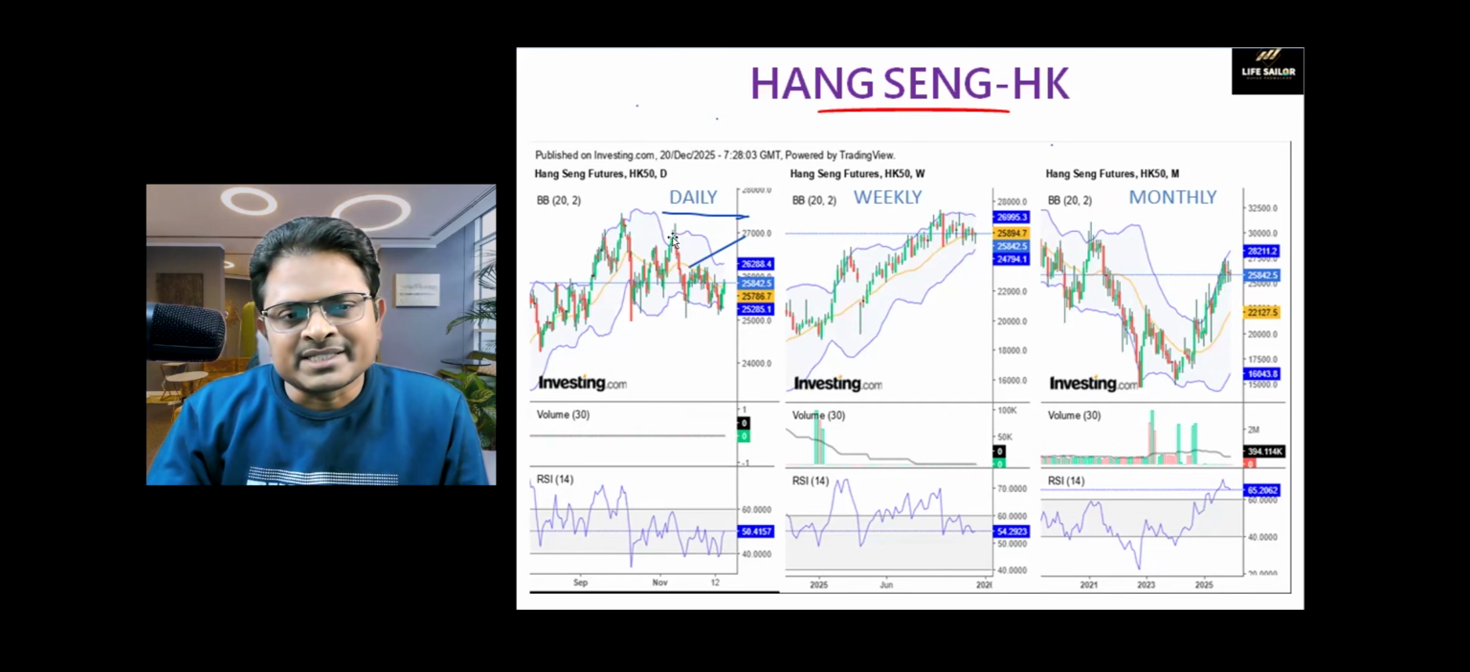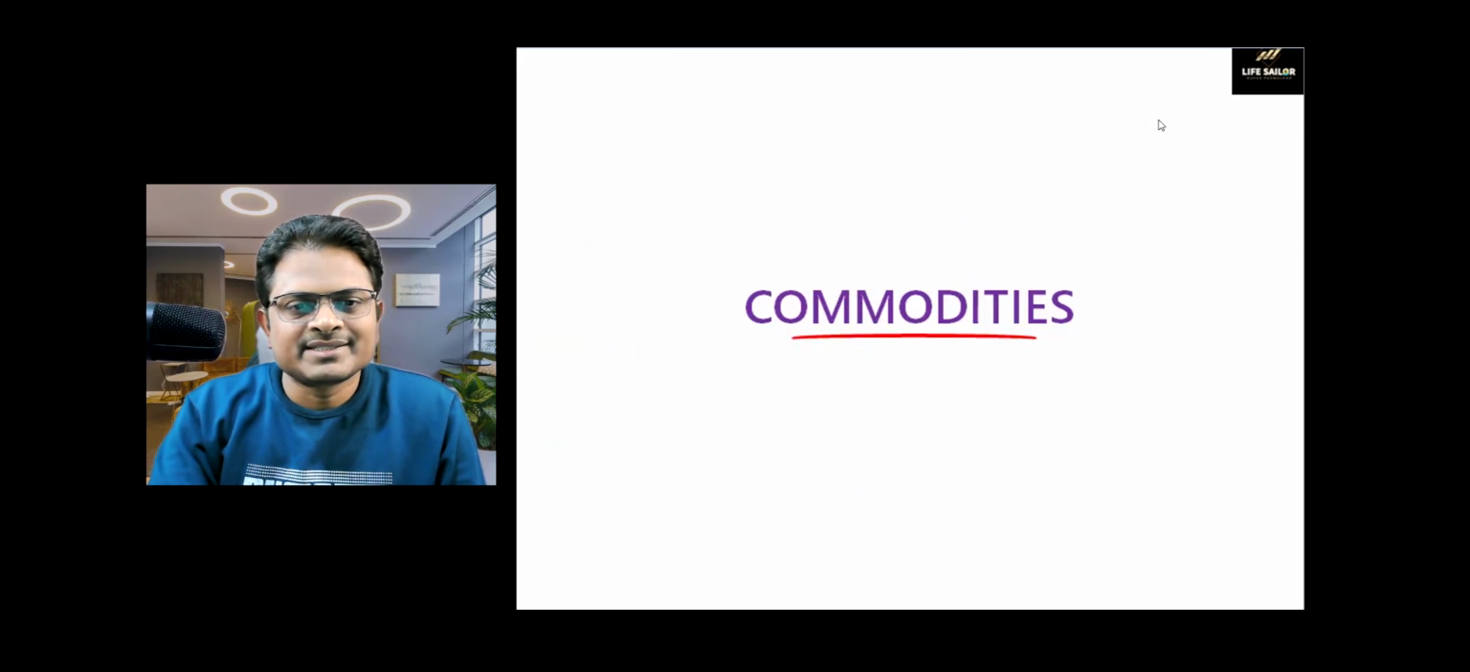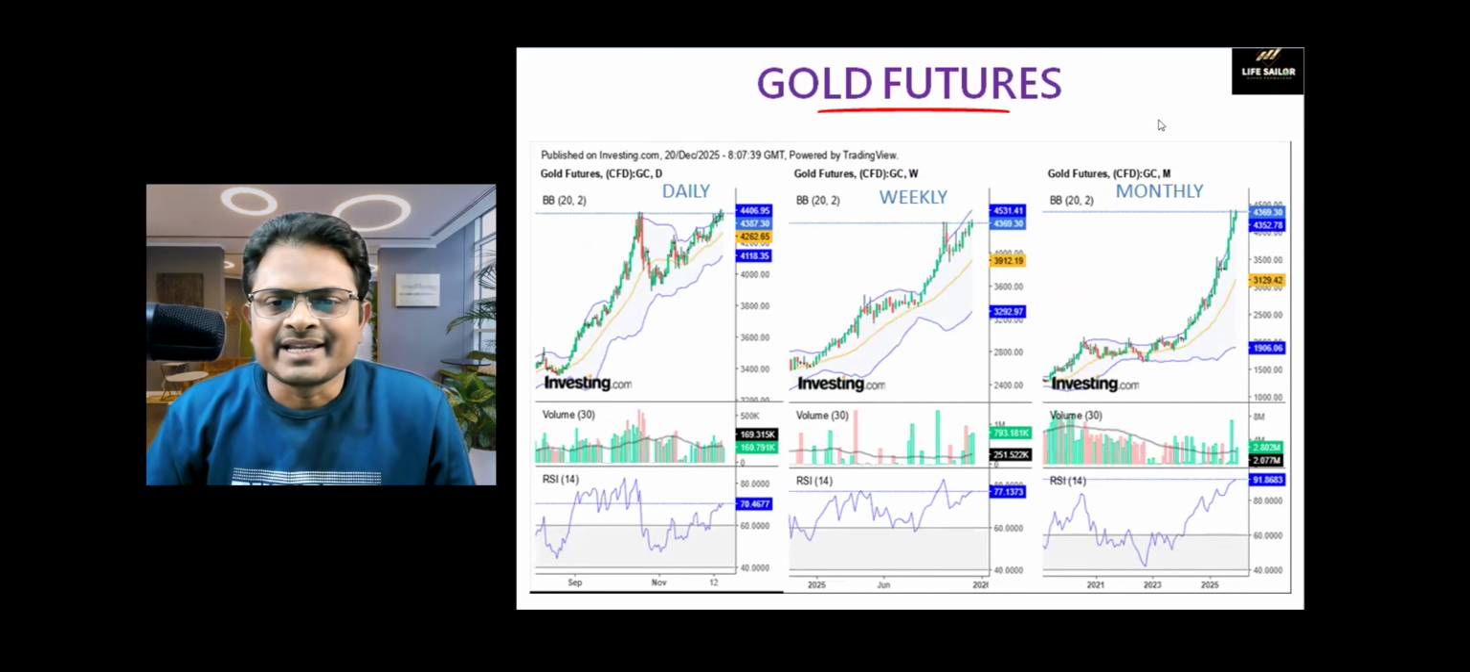So there are a lot of resistances towards left of the price action. So clearly weekly price is also near MA20. So one should have sideways to bearish view on this index. Now we'll see commodities. Gold futures, fantastic rally in gold we have witnessed last couple of months.